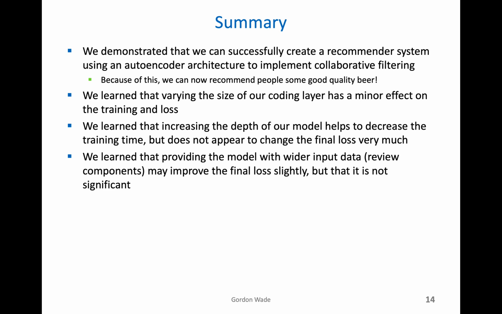So to summarize, we demonstrated that we can create a recommender system using collaborative filtering and the autoencoder architecture. We learned that varying the size of the coding layer doesn't have a huge effect. It may have a little bit of an effect, but it's not huge. We demonstrated that adding depth to our model can decrease the training time, but that the final loss remains pretty similar. And we showed that adding width to our model, in the sense of the input data being much wider, does not actually provide us with useful information in this setting, though it might be helpful in a different setting.